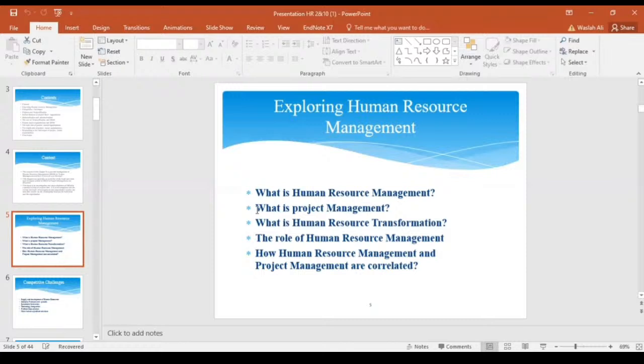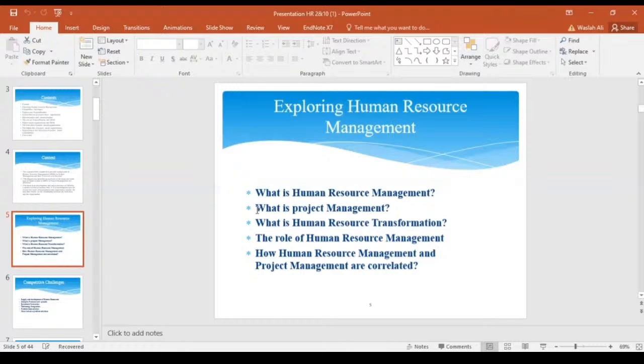The next is the role of human resource management. Human resource management has a critical role in handling the interplay between employers and employees. Human resource is particularly important in ensuring that individuals find opportunities to develop themselves and that people are satisfied with their working situation. Now, what is the relationship between human resource management and project management, and how are they correlated?